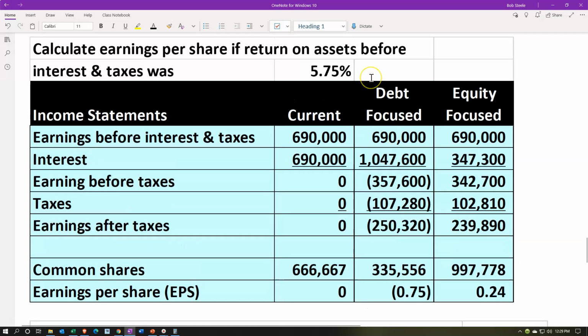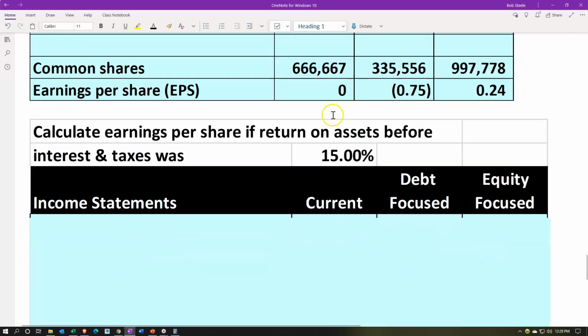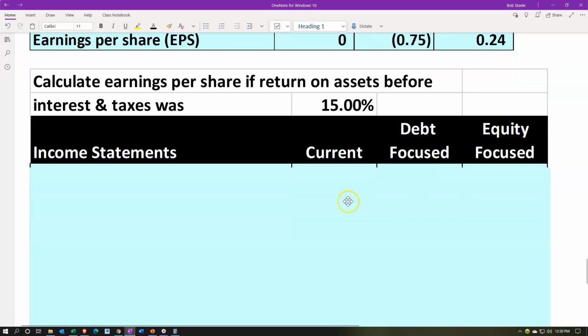We took it down, the return on assets. What would happen if we calculate the earnings per share if the return on assets before interest and taxes was 15%? Now, what would be the result that we would expect in this case? If we increase the return on assets, then our income before interest and taxes will be going up, and you would think then that the leverage could have a beneficial impact. So that would be the prediction here. Let's see what plays out.